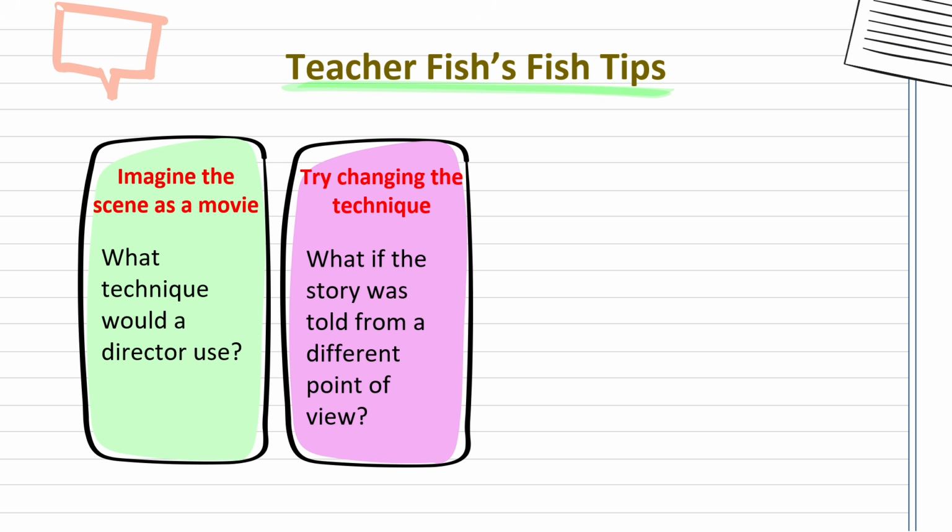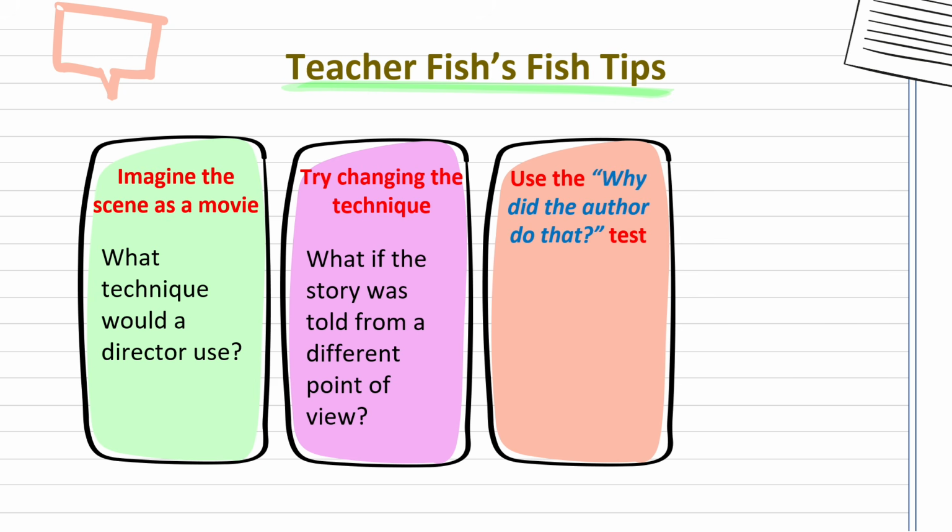Third, use the why did the author do that test. Whenever you notice something unusual in a story, like a time jump, a sudden ending, or confusing thoughts, ask, why did the author write it that way? This moves you from just noticing techniques to analyzing their purpose.